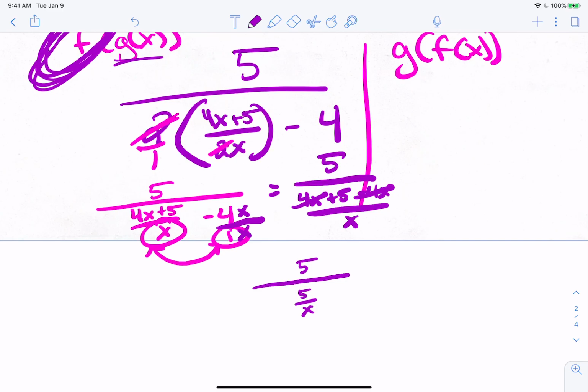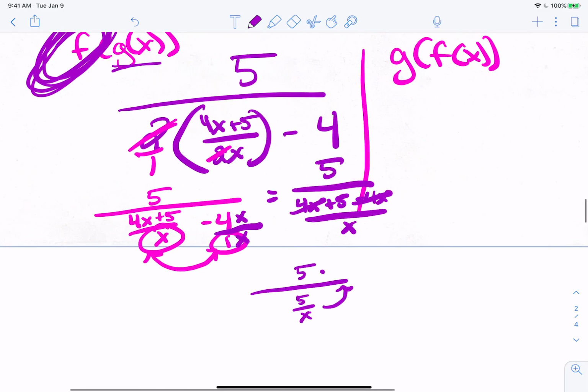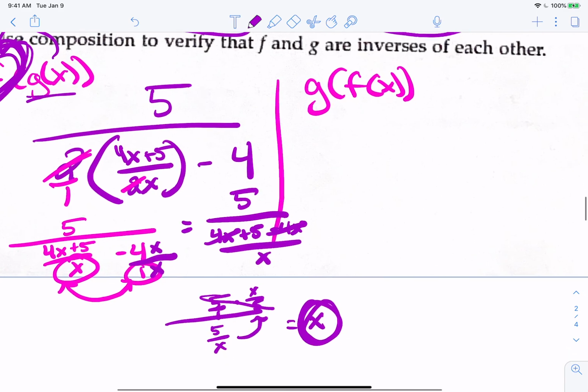I'm dividing by 5 over x. I'm dividing by a fraction, so I can multiply by the reciprocal. I keep, flip, multiply by x over 5. So this is 5 over 1 times x over 5. What happens? The 5's cancel, so it is just x. Now we've got to do the other side.